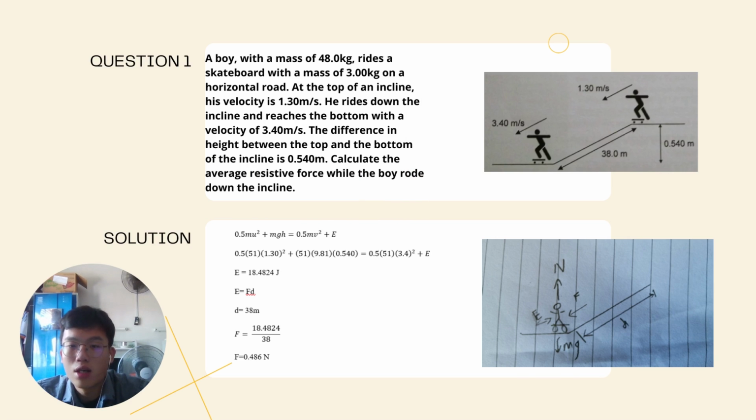For question 1, a boy with a mass of 48 kg rides a skateboard with a mass of 3 kg on a horizontal road. At the top of an incline, his velocity is 1.30 meter per second. He rides down the incline and reaches the bottom with a velocity of 3.4 meter per second. The difference in height between the top and the bottom of the incline is 0.540 meter. Calculate the average resistive force while the boy rode down the incline.